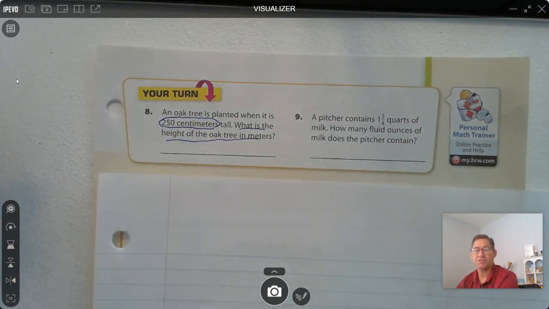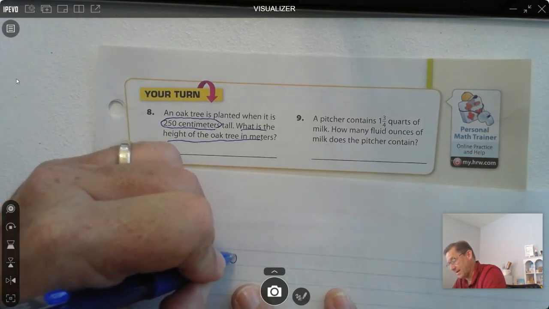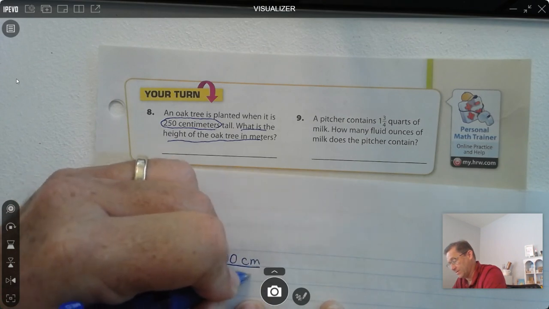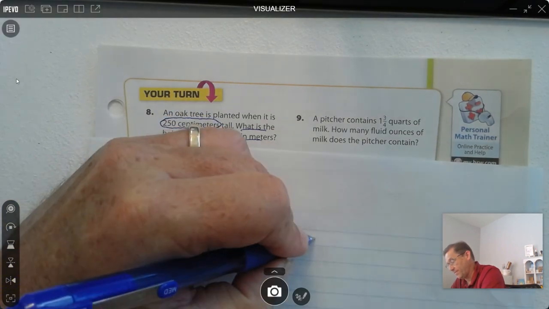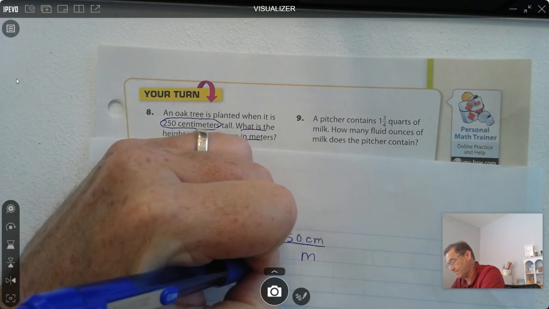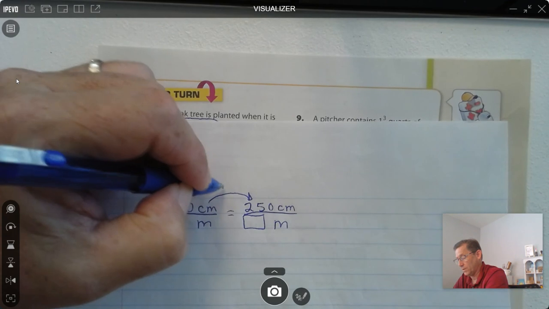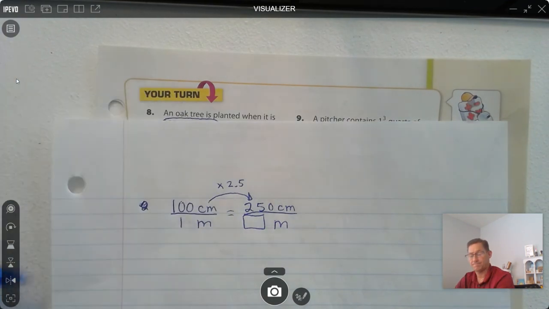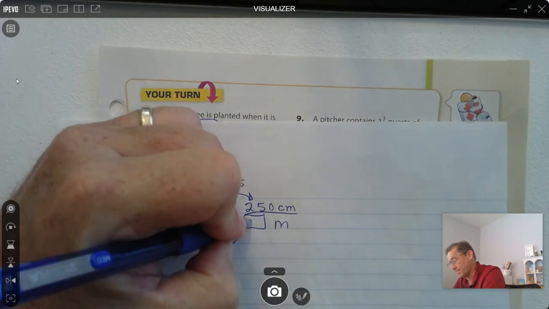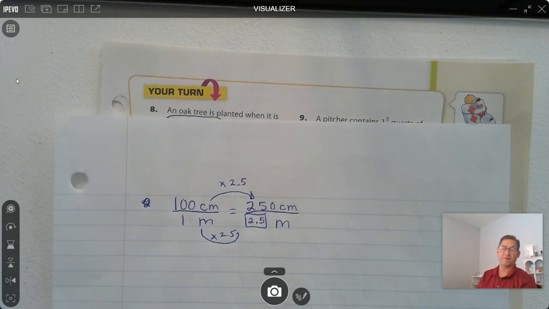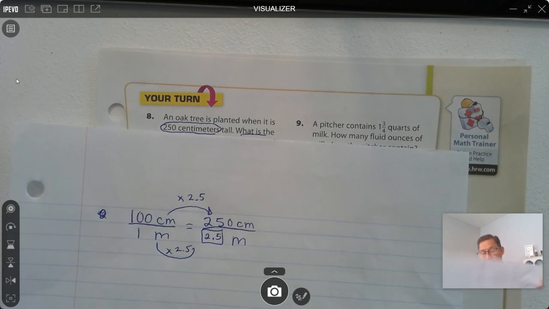Well, is that a direct relationship? Sure. If we have 100 centimeters, we know that that is 1 meter. So we have 250 centimeters. How many meters is that? Well, 1 times 2.5, so also multiply the denominator by 2.5. So 2.5 meters is the same as 250 centimeters.